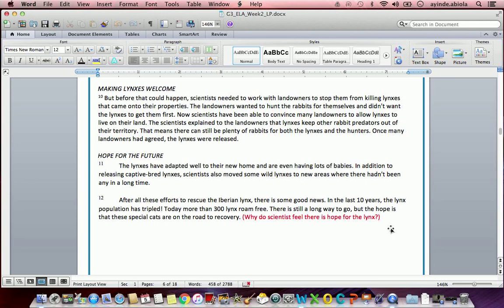So one example from the text that we learned is that there are now over 300 lynxes, and that number has tripled. So that is a good indication that there is hope for the lynx.